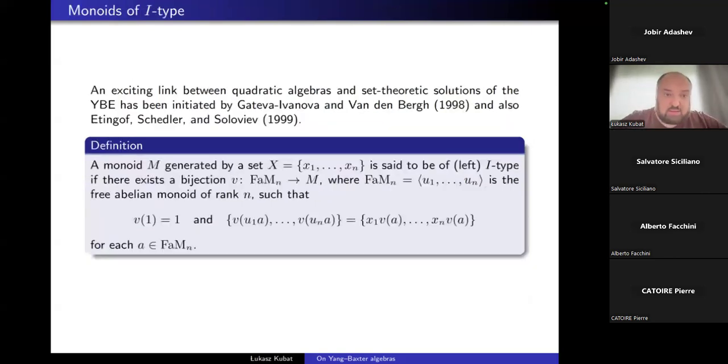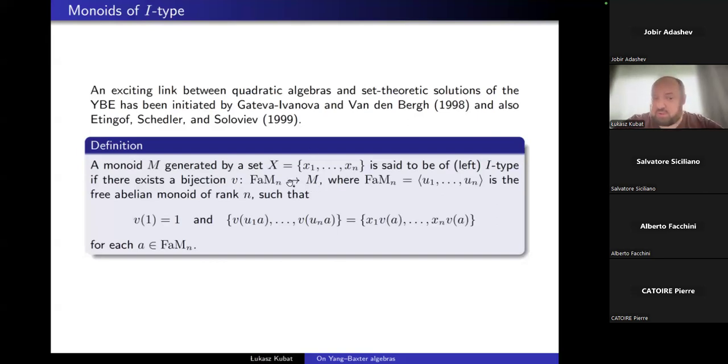Okay. And I need another definition, but with this definition, I will try to convince you that among all maps defined on a Cartesian square of a set X, the solutions of the Yang-Baxter equation play a very special role because they lead to special algebras. The definition is as follows. In the late 90s, Gateva-Ivanova, Van den Bergh, and also other authors, Etingof, Schedler, and Soloviev among them, investigated monoids of a very special type. These are the so-called monoids of I-type.